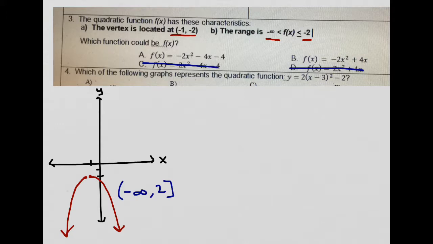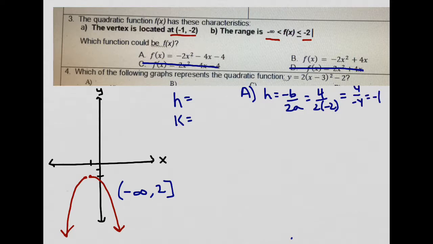So now what about the second two options here? We've got choice A and choice B still. Well, remember from standard form, I can find my vertex by finding my H and my K. So let's look at choice A. With choice A, my H would be the opposite of B over 2A. So that's going to be 4 over 2 times -2, which equals 4 over -4, which is -1. So far so good. I can plug in to find my K by doing -2 times -1 squared minus 4 times -1 minus 4, which is going to give me -4 plus 4 minus 4, or -2.